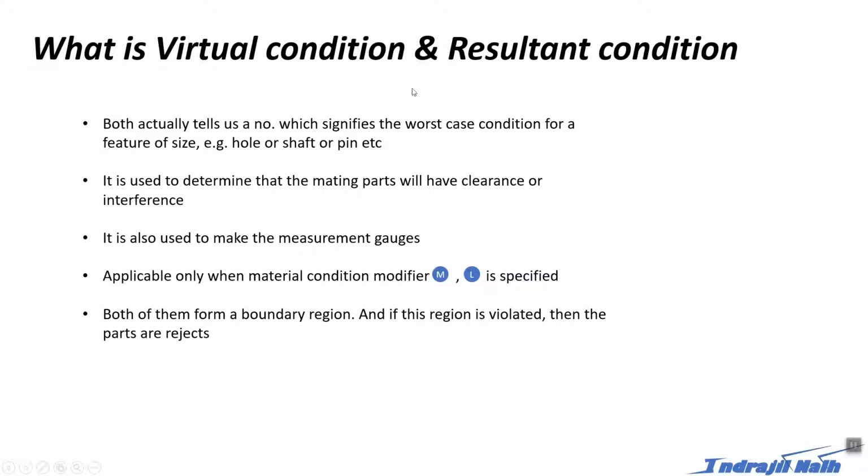Virtual condition is mostly used. It is applicable only when material condition modifiers are present, M or L, maximum material condition and least material condition modifiers in the GD&T. If these are there, then only you will see a virtual condition and resultant condition. If not, then it will be a normal outer boundary or inner boundary condition. Both of them form a boundary region, and if this boundary region is violated, then the parts are rejected.